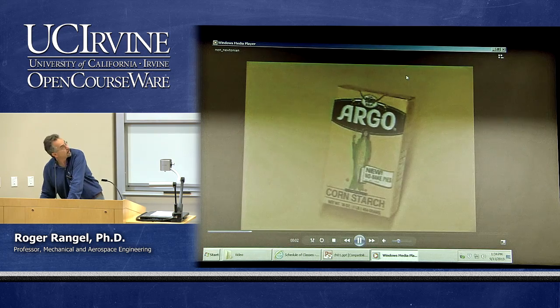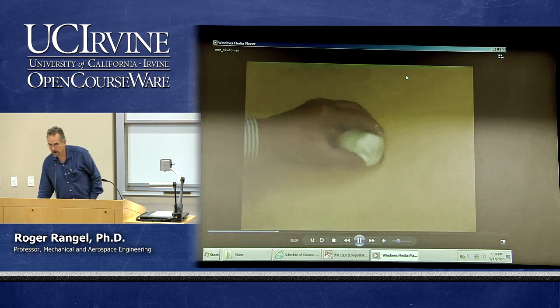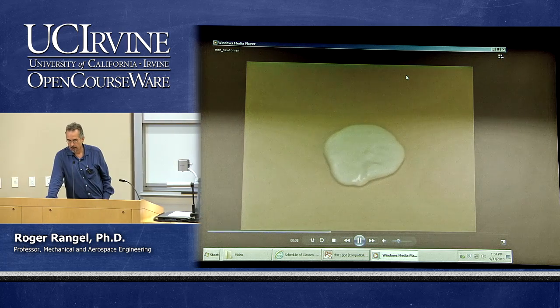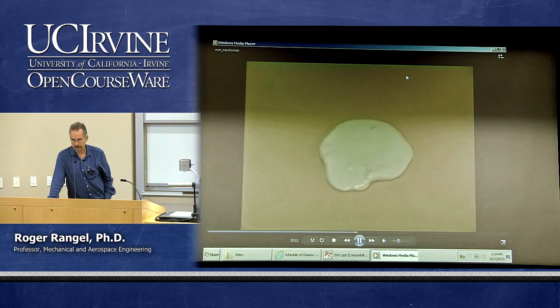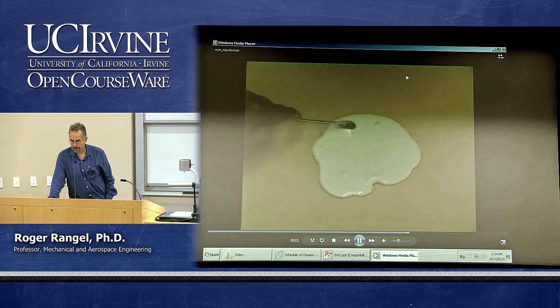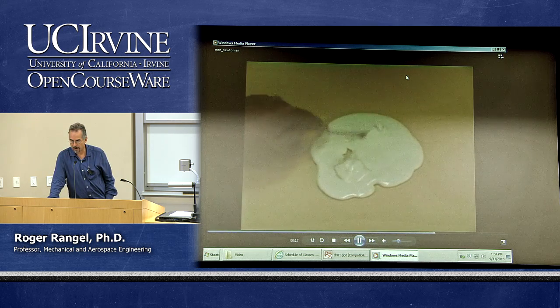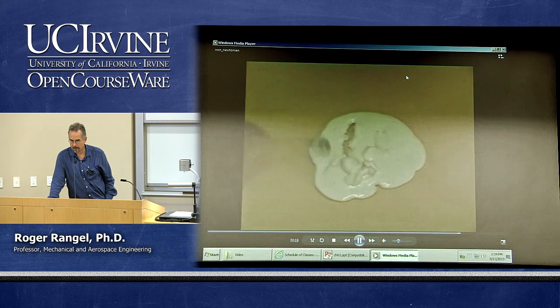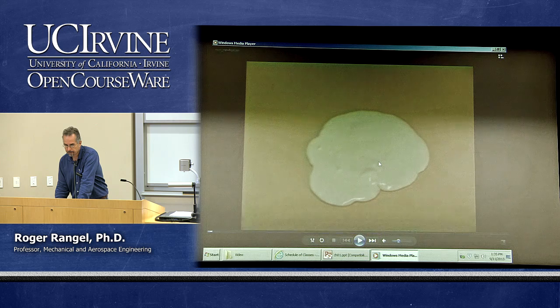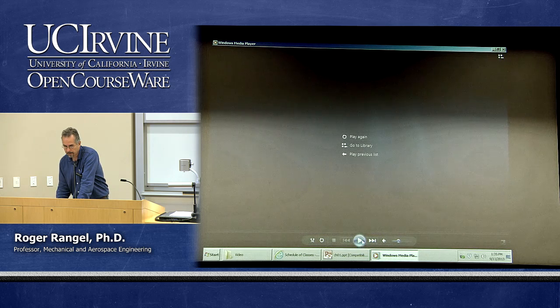So here is cornstarch. So this is a blob of cornstarch mixed with water. It looks pretty much like a standard pancake as it spreads. But the interesting thing is that if you shear it very rapidly, as you can see this person is doing with that spoon, it behaves differently. Let's look at that again.